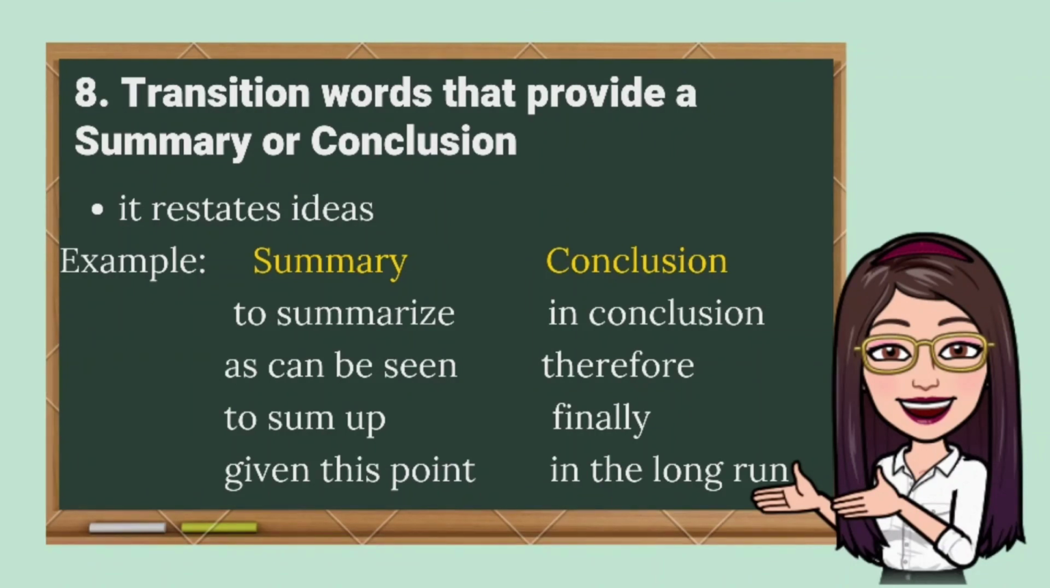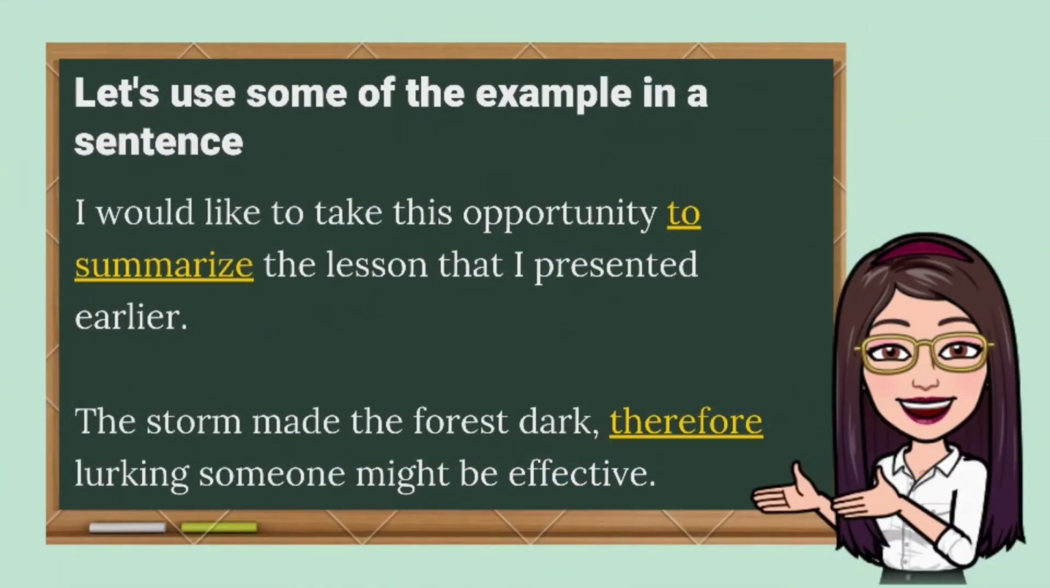Number 8. Transition words that provide a summary or a conclusion. It restates ideas. Example: words that suggest summary. To summarize, as can be seen, to sum up, given this point. Words that suggest conclusion. In conclusion, therefore, finally, in the long run. Let's use some of the examples in a sentence. I would like to take this opportunity to summarize the lesson that I presented earlier. The storm made the forest dark, therefore lurking someone might be effective. The transition signals used in the following sentences suggest summary and conclusion.